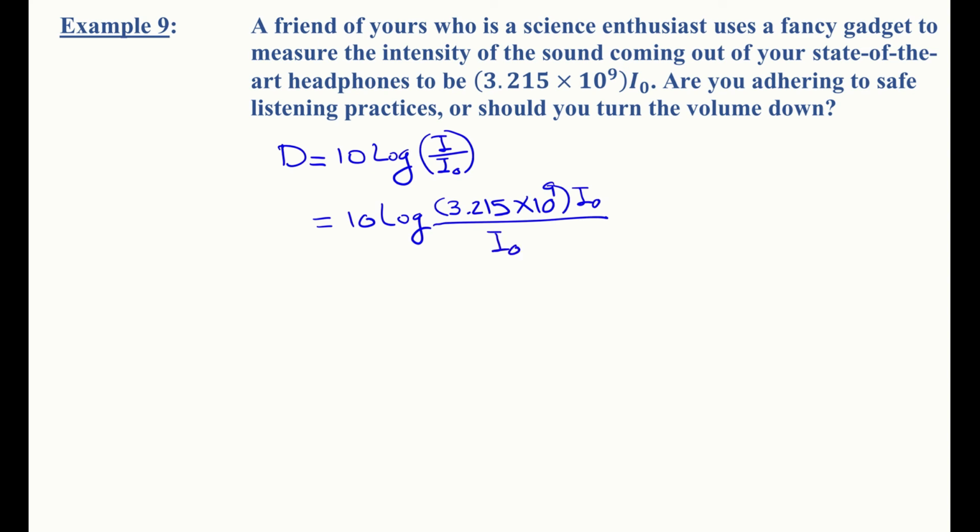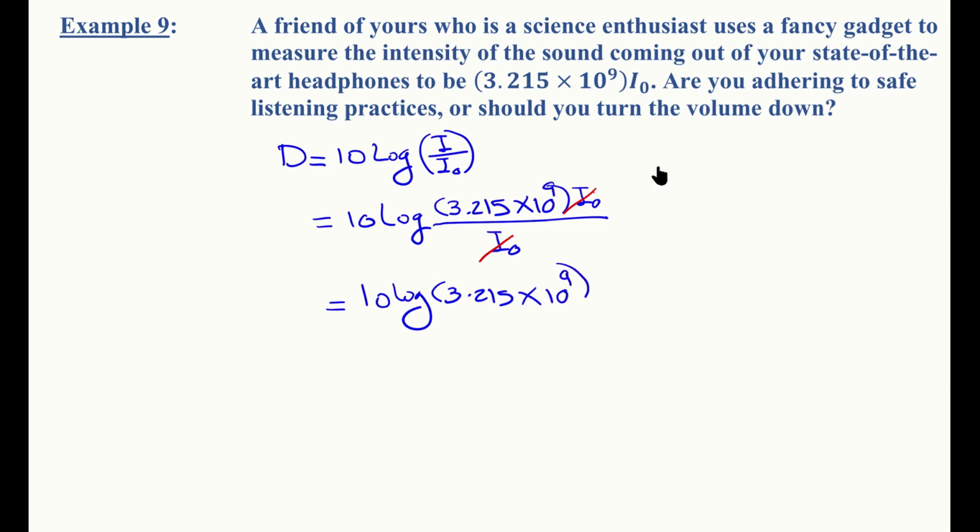Notice this always happens because we always give the actual intensity of the particular sound as a multiple of the threshold intensity, and we have the threshold intensity in the denominator too. These are always going to cancel out. So we end up with D equals 10 times log of 3.215 times 10 to the 9.